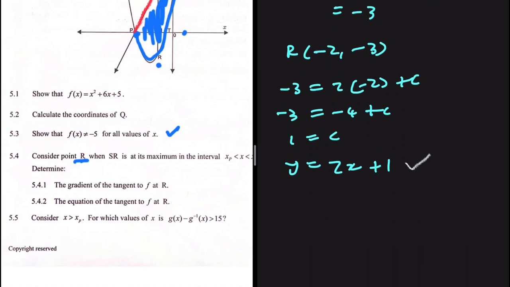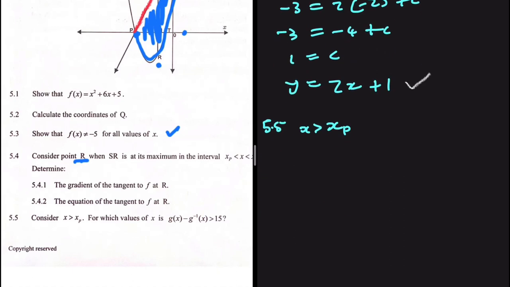The last question, 5.5. Consider x being greater than x at p, and then for which values of x is g of x minus the inverse greater than 15. Right, so g of x equals 2x plus 10. Let's see if we can find g inverse. In order to find g inverse, we need to swap x and y and solve for y.